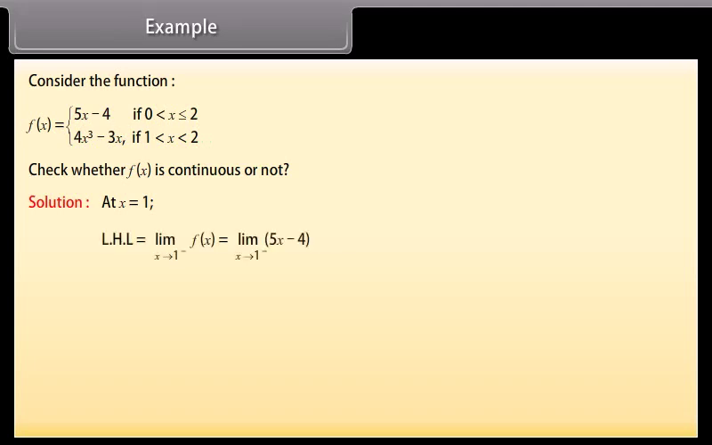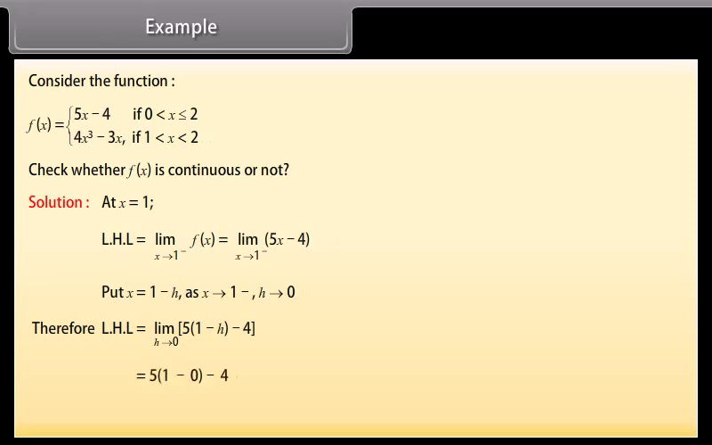Left-hand limit = limit x approaches 1 minus f(x) = limit x approaches 1 minus 5x - 4. Put x = 1 - h. As x approaches 1 minus, h approaches 0. Therefore, left-hand limit = limit h approaches 0, 5(1 - h) - 4 = 5(1 - 0) - 4 = 1.